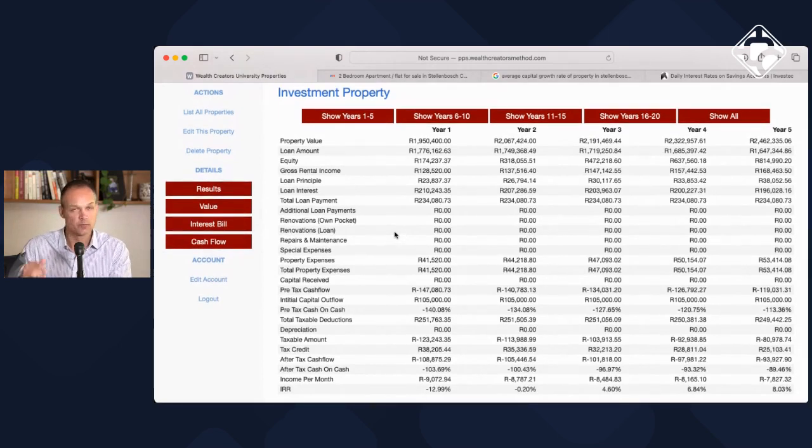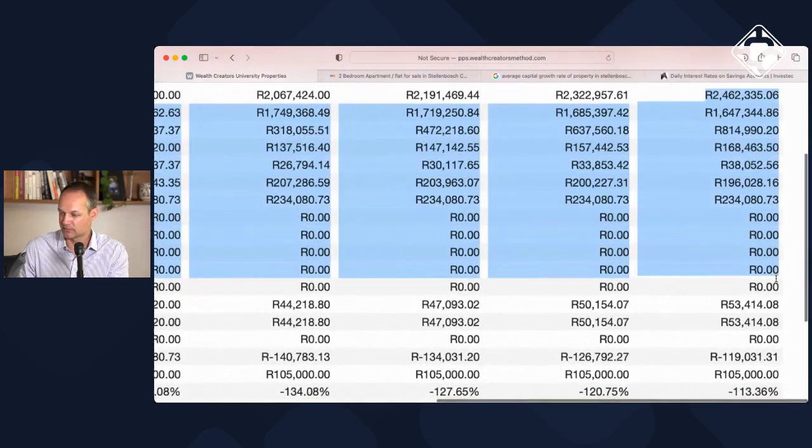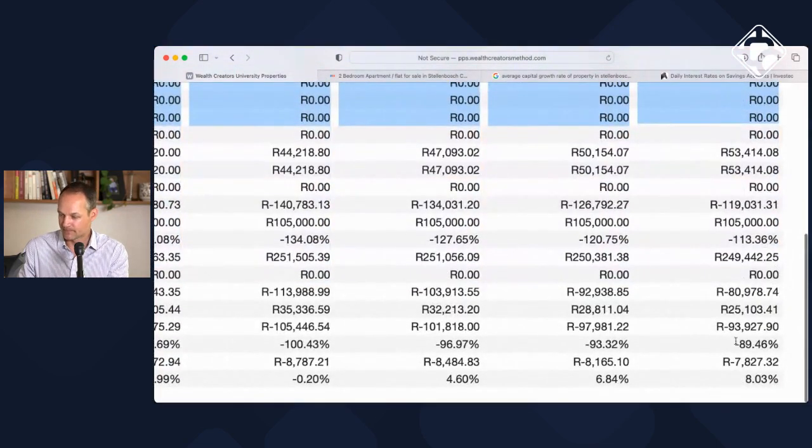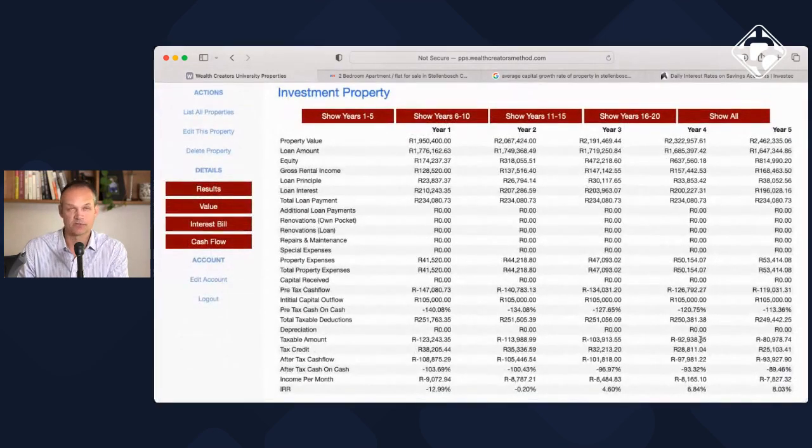What else? We know that the levies and the rates and taxes will increase as well. But if you look at all of those numbers, you can see how the numbers then pan out here on the right-hand side. So I'm still negative 7,800 Rand per month that I still need to invest on a monthly basis into the property. But if we include everything, so money in, money out over that specific 5-year period, we get to a value of 8.03%, which is not too bad.